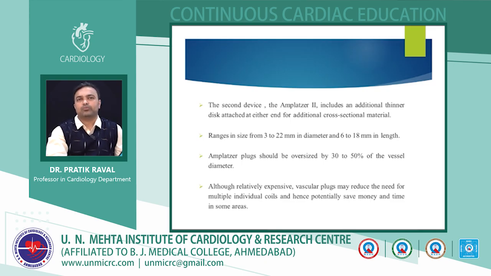The advantage of this Implication 2 device is that it provides a greater cross sectional area. The size ranges from 3 to 22 millimeters in diameter, and the lengths available are 16 to 18 mm. These devices should be oversized by 30 to 50% of the vessel size. They are relatively expensive, but sometimes they can save cost because a single vascular plug may occlude the vessel, while to occlude the same size vessel one may require multiple coils. So they may actually reduce the cost.